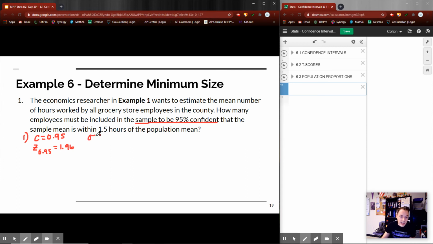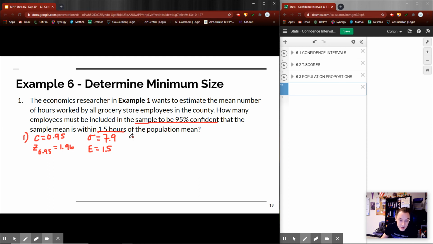My population standard deviation was 7.9. This is the population standard deviation that I'm using throughout the whole lesson here. We also found my margin of error is 1.5. Mainly, they told me it's within 1.5 hours. So that is my margin of error right there.